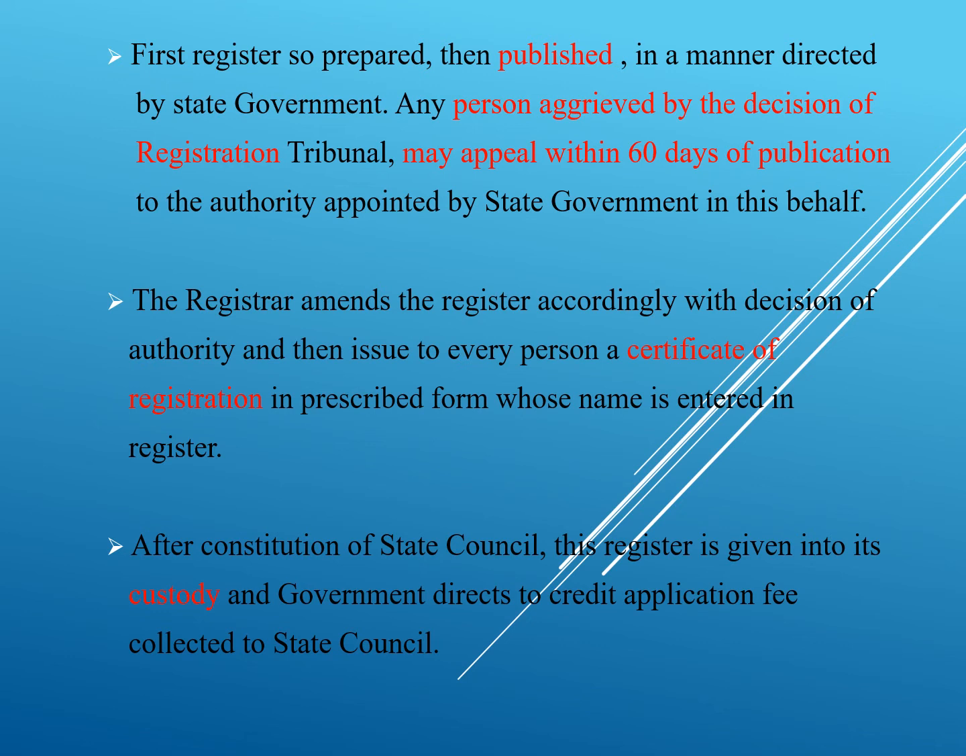The registrar amends the register according to the decision of the authority and then issues to every person whose name is entered in the register a certificate of registration in prescribed form. After constitution of State Council, this register is given into its custody and government directs to credit application fee collected to State Council.